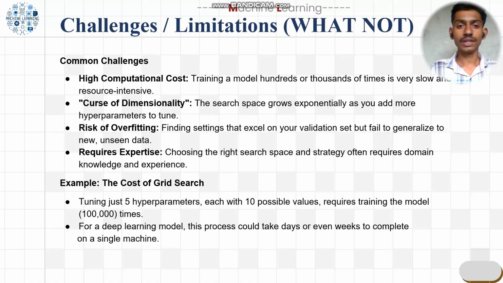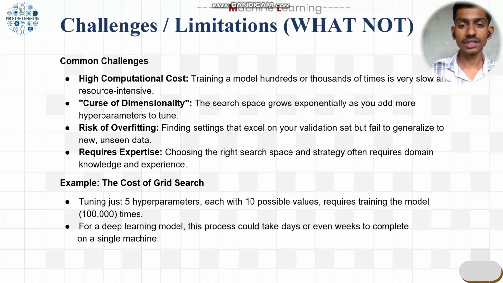Then the challenges we face in hyperparameter tuning. First is high computational cost. In order to train a model on different combinations, we require high computational power, and that results in a high computational cost. Then there is the curse of dimensionality. If we train a model on less dimensional data, then that is fine. But as the parameters increase, the search space grows exponentially, and that results in inefficiency.